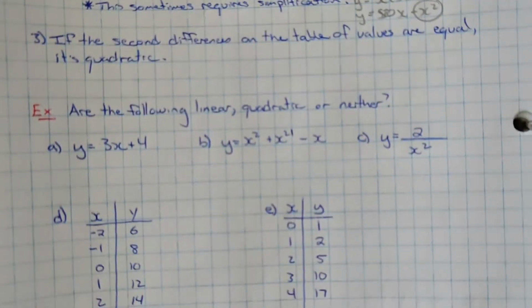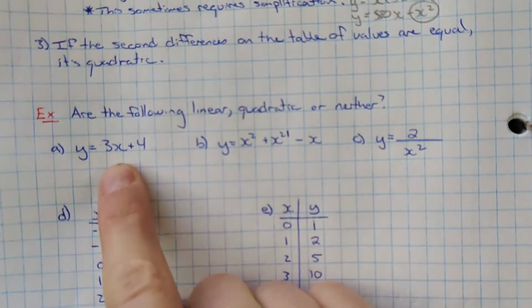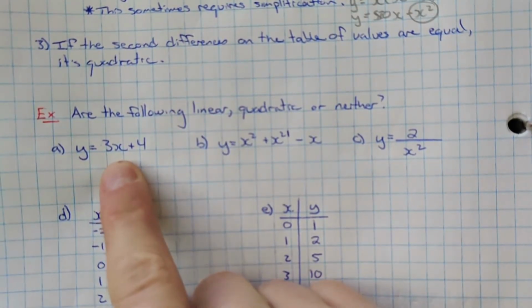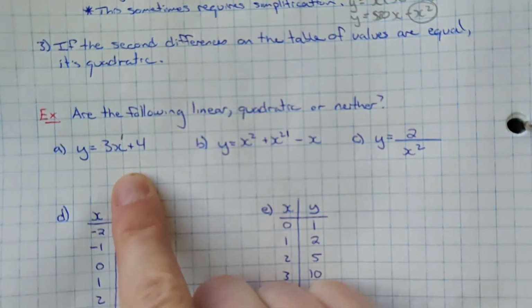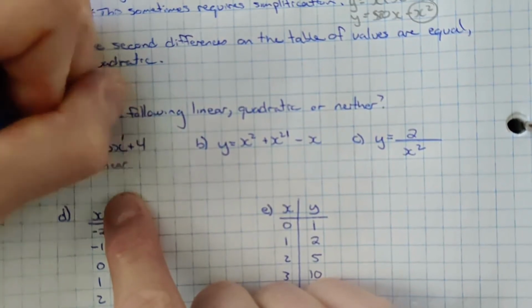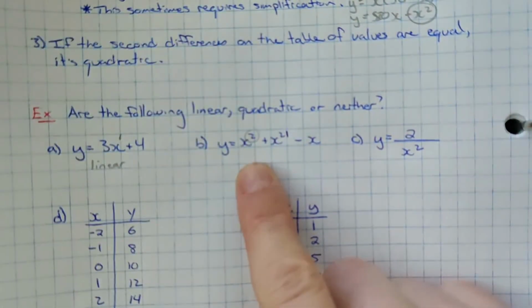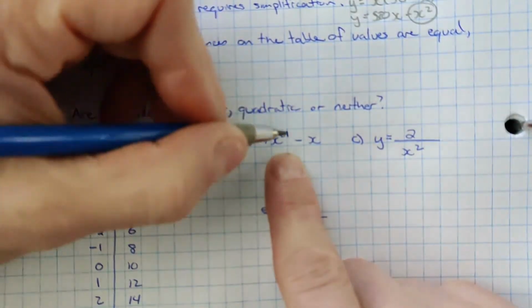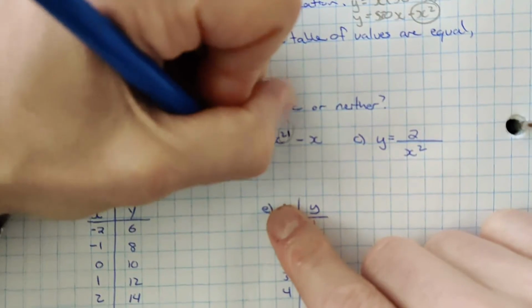Are the following values linear, quadratic, or neither? Well, highest power of x, we got an equation. Highest power on x is just a 1. That's a 1 there, technically. So that is linear. In this case here, we got x squared. That's good. Wait a minute. We got an x to the power of 21. So that is neither linear nor quadratic.